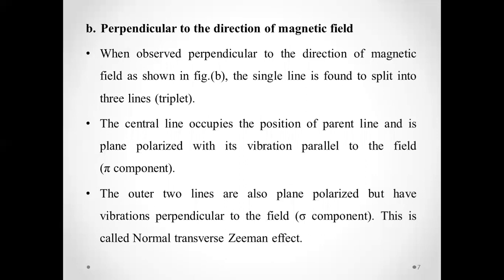The central line occupies the position of the parent line and is plane polarized with its vibration parallel to the field. This component of the original line is called the pi component. The outer two lines are also plane polarized, but have vibrations perpendicular to the field. Hence, we are going to refer to them as the sigma components. This is called normal transverse Zeeman effect.